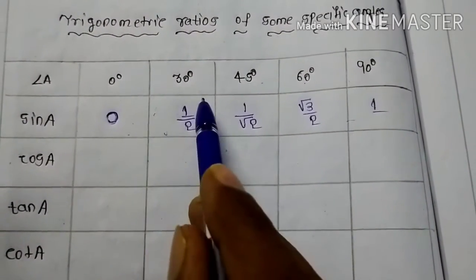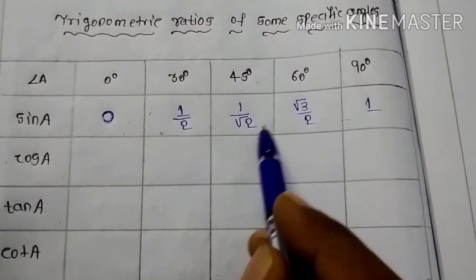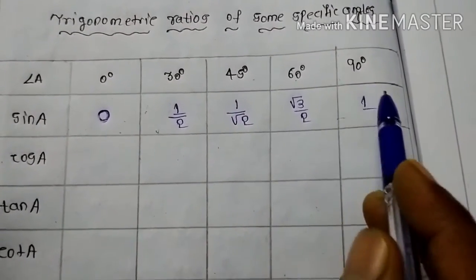Sin 0 will be 0. Sin 30 will be 1 by 2. Sin 45 will be 1 by root 2. Sin 60 will be root 3 by 2. Sin 90 will be 1.